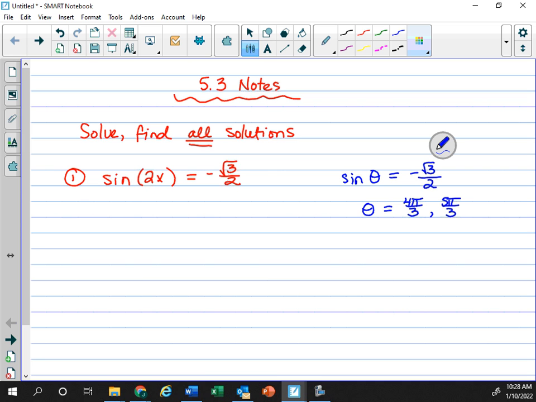But our equation didn't start with just theta. It had sine of 2x, okay? So we've essentially replaced the 2x with a theta. So we now have to solve that. So what I'm going to write is 2x equals 4 pi over 3, and bear with me on this, we're going to write plus 2 pi k, I'll explain in a minute, and 5 pi over 3 plus 2 pi k.